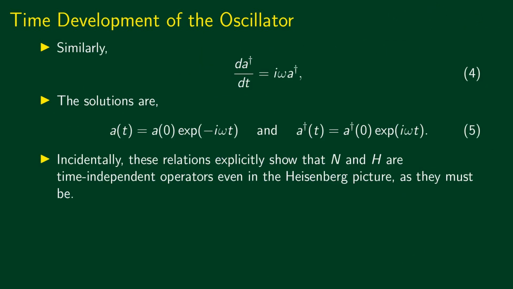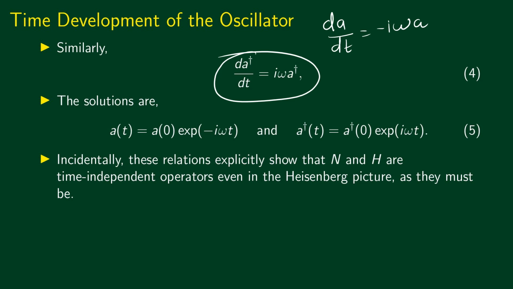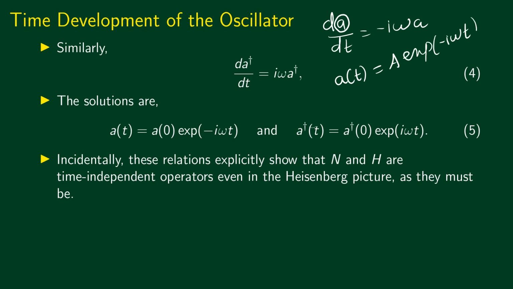We now have two simple differential equations to solve. One is da/dt is equal to minus iω a, and the other is da†/dt is equal to iω a†. Now these differential equations have simple solutions, as we already know, because here the derivative of a function gives the same function multiplied by minus iω. So we immediately know that the solution is of the form a(t) is some constant, the constant of integration, multiplying exponential minus iωt.